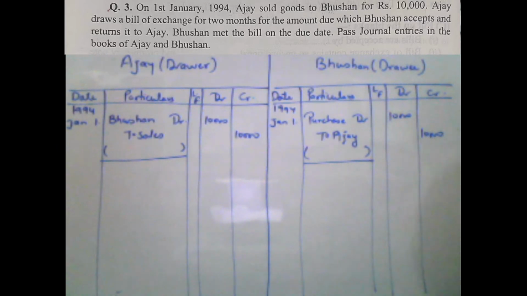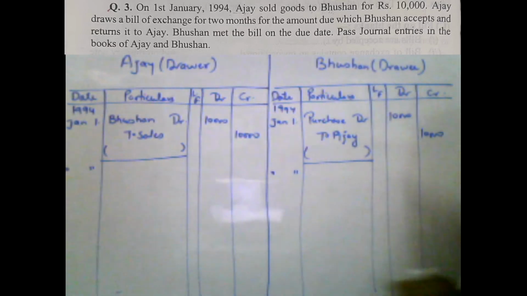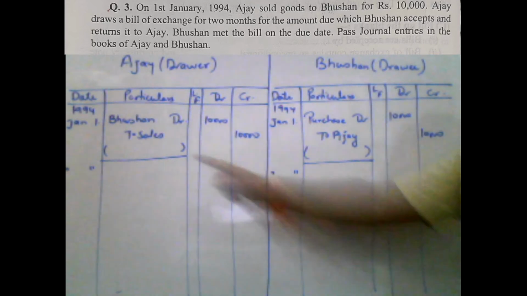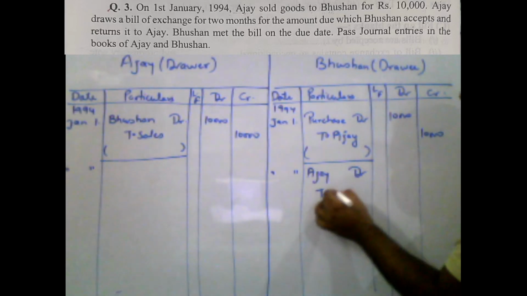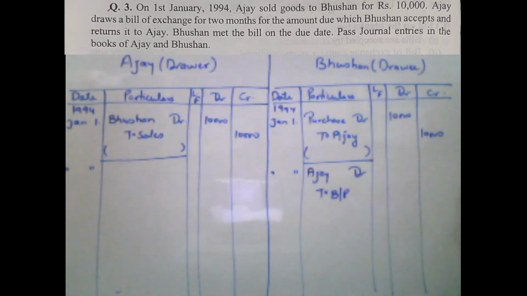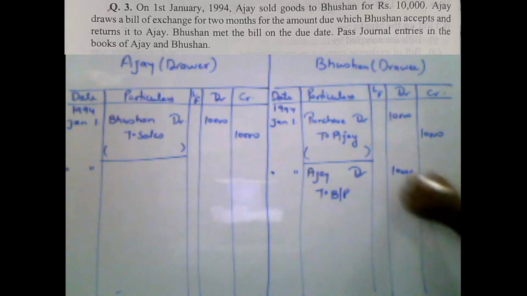Okay. After the completion of the question, I will revise each and every transaction separately. Don't worry. So right now I am explaining to you that this one sold, this one purchased. Thereafter you can see that on the same day a bill of exchange for 2 months was decided. That is, on January 1, 1994, on the same day Bhushan accepted a bill and gave it to Ajay. So the entry will be Ajay account debit to bills payable. You can also write down the bills payable as BP. What is the amount? That is 10,000 and 10,000.